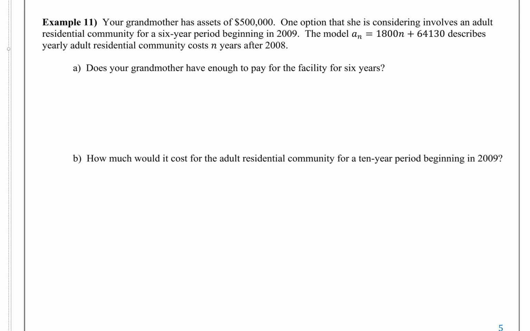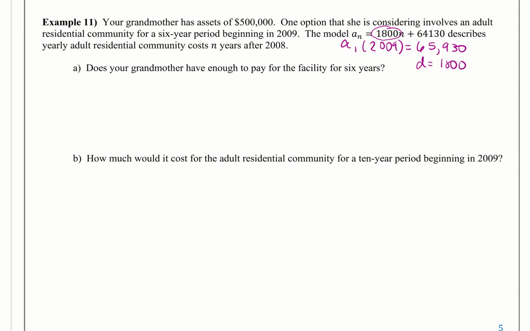So 2009 is the first year. A sub 1 is the 2009 year. That's 1 year after 2008. So this is the first term. We could plug in and get that value by doing 1,800 times 1, and then adding on to that the 64,130. So A sub 1 is 65,930. The common difference here, just as an FYI, is that amount that we're changing by each time in that slope position. Each year we're going up by $1,800.